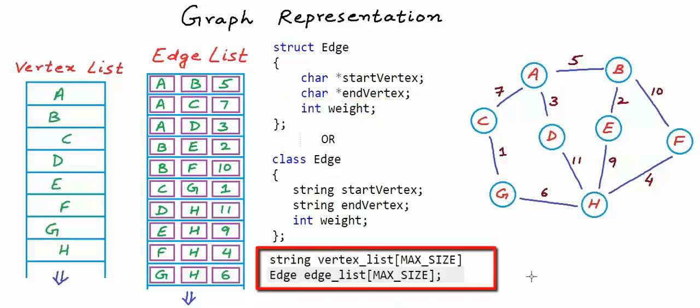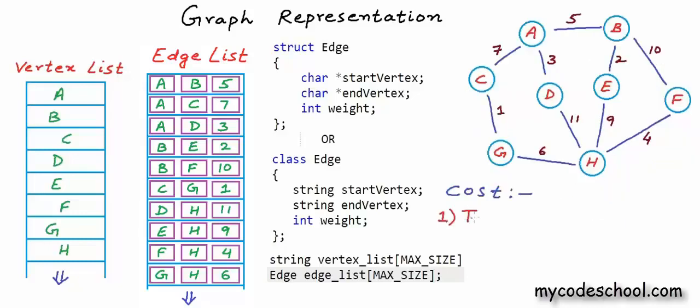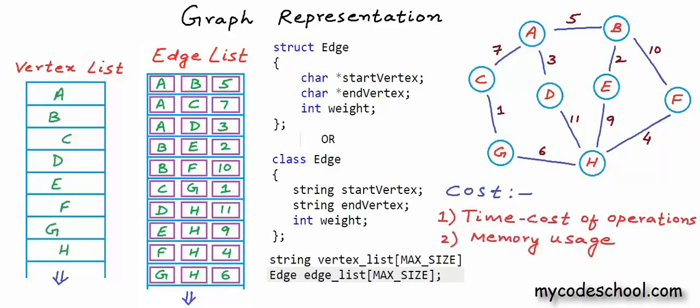We can simply create two lists, one to store the vertices and another to store the edges. But this is not very efficient. For any possible way of storing and organizing data, we must also see its cost. And when we say cost, we mean two things: time cost of various operations and the memory usage.